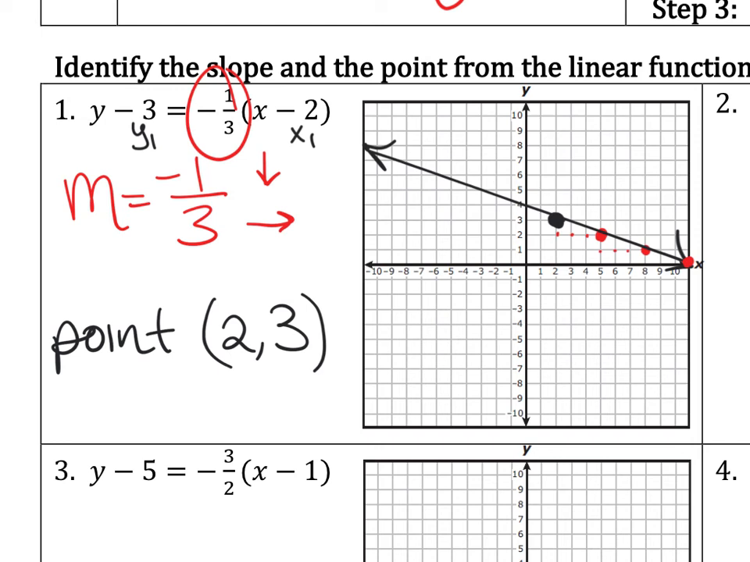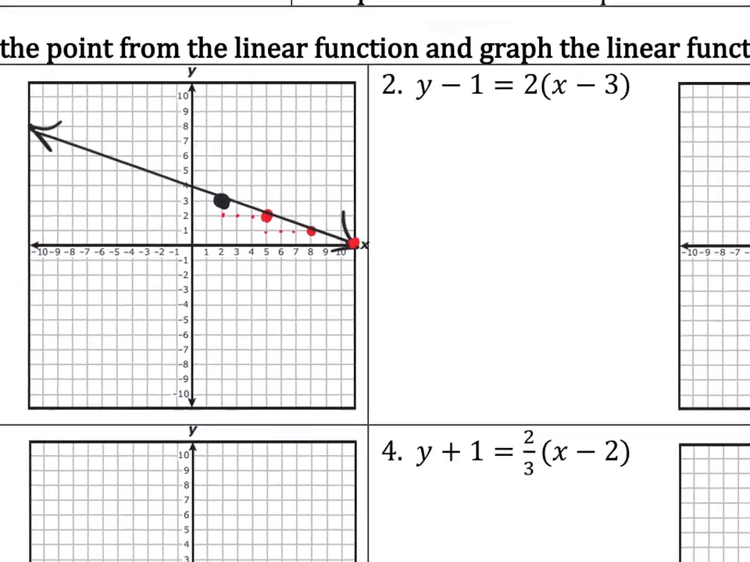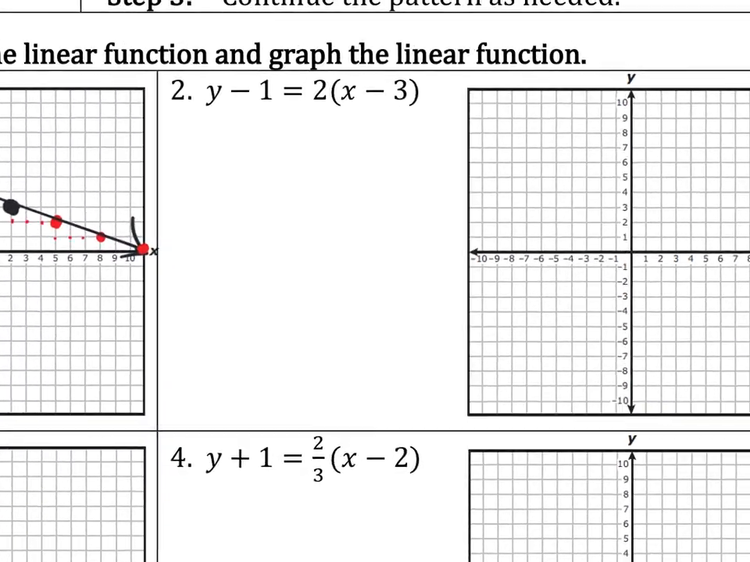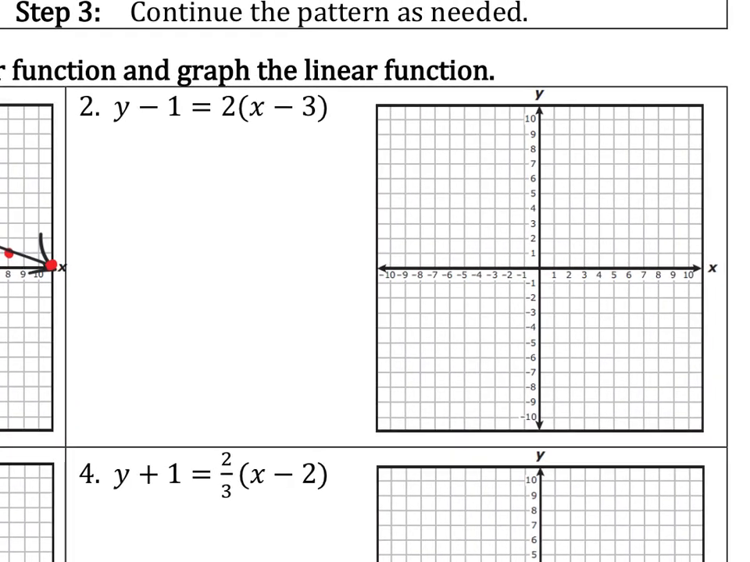Let me help you set up number 2, but then you've got the rest of this paper to work on by yourself. Here's number 2, right? What's the slope of the second one? 2. Thank you, Milo, which means that this is going to be the slope 2 over 1. I'm going up and then to the right.